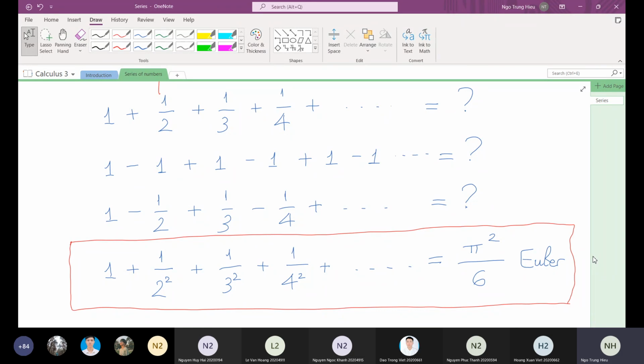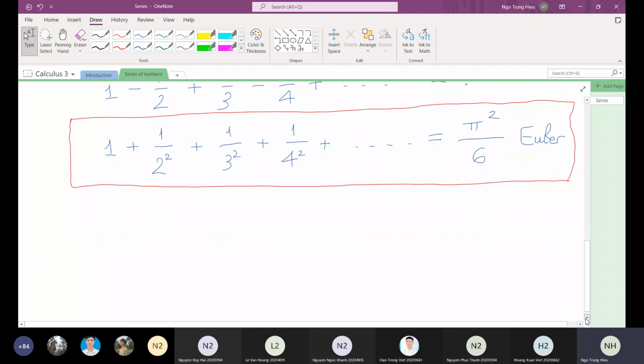I tend to use different colors when I write. For example, I use different colors for definitions, theorems, examples, exercises, formulas, so that you can see them more clearly. All right, so let's start with our very first definition.